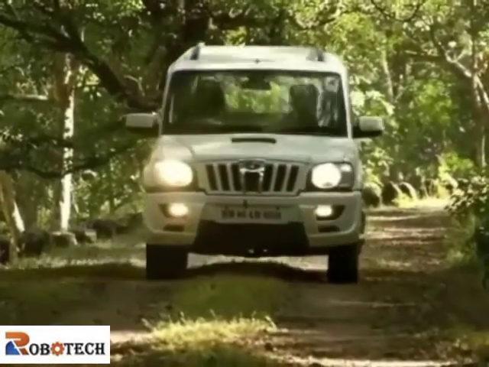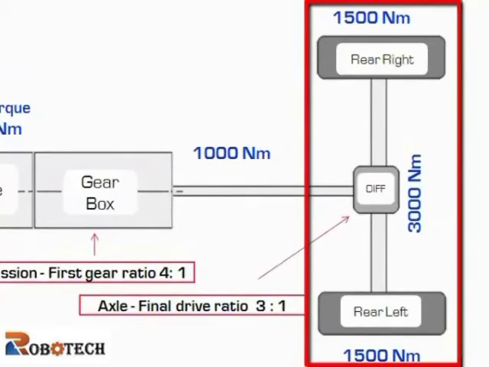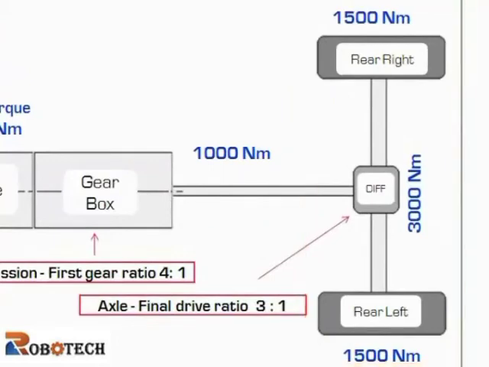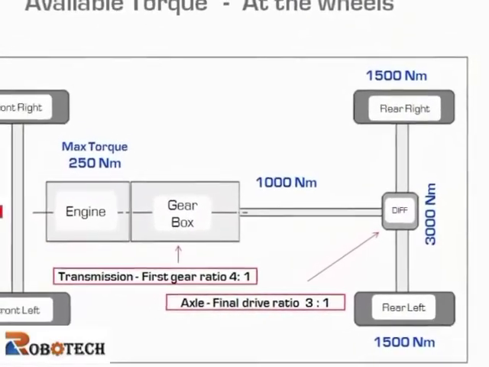When the vehicle is moving straight, the differential would split it equally and you will have 1500 Nm at each wheel. So this is the torque available at each wheel when the engine produces 250 Nm of torque and the gearbox is set at the first gear.